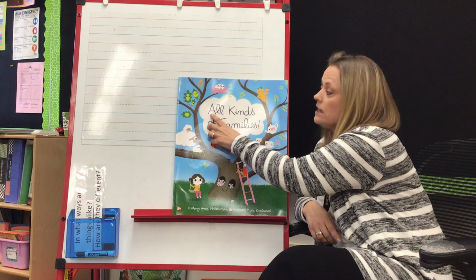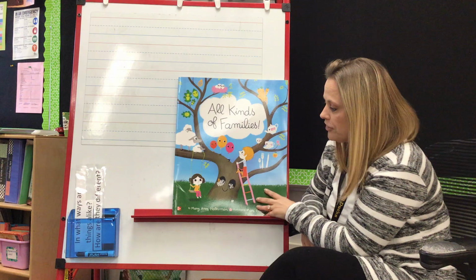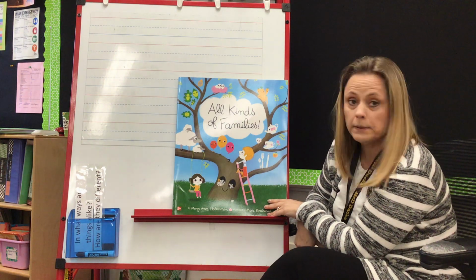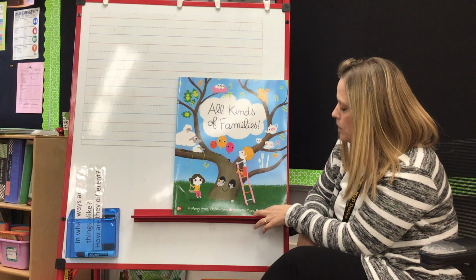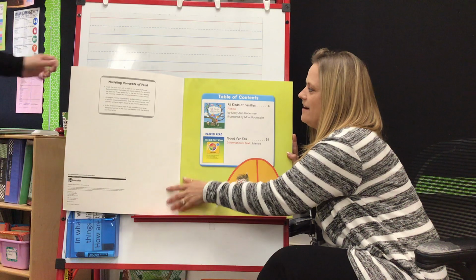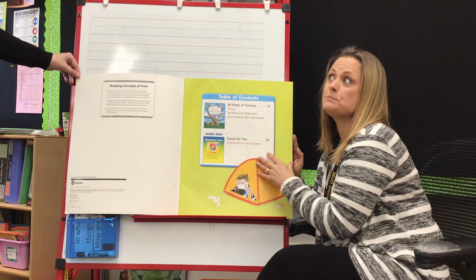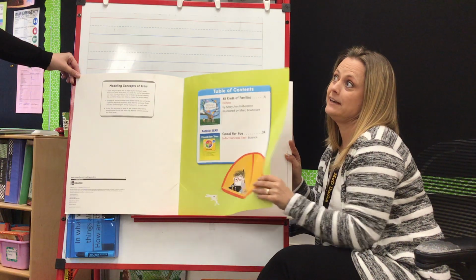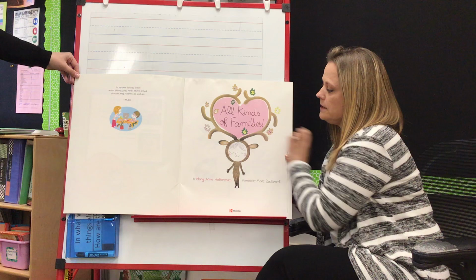So the story is called All Kinds of Families. And the author of the story is Mary Ann Hoberman. And the illustrator is Marc Boutavant. All Kinds of Families. And look, it's a fiction story. So that means it's pretend, right? It's a make-believe story.